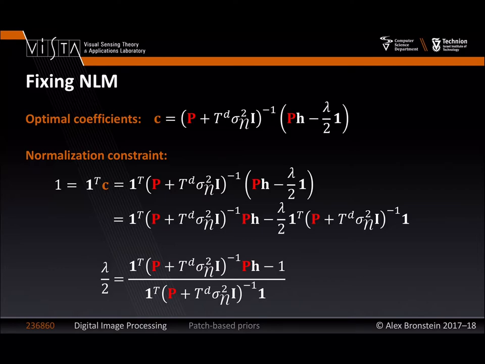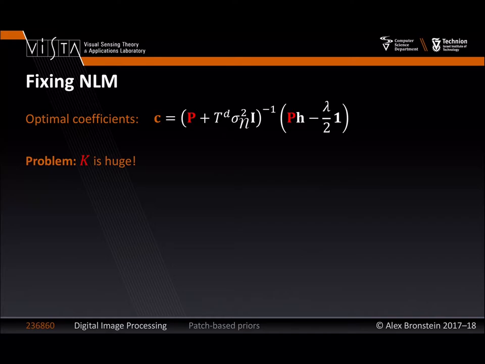The problem with this set of optimal coefficients: I don't really care about the specific form of lambda. What I really care about is the inverse of this matrix. Just remember that this matrix is K by K, and K is huge. K is more or less all the patches I have in the image. K might be millions, so I cannot really invert this matrix. It's quite impractical. But what is practical? Let's assume some simple form for this matrix, where I can have a simple closed form expression for the inverse.